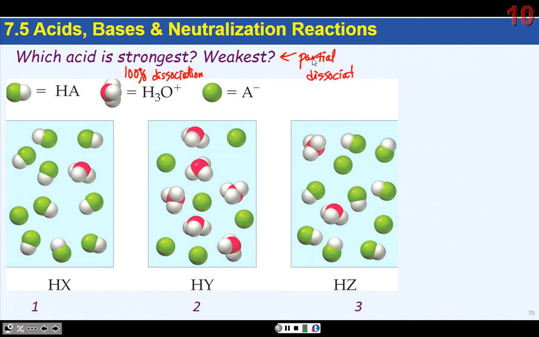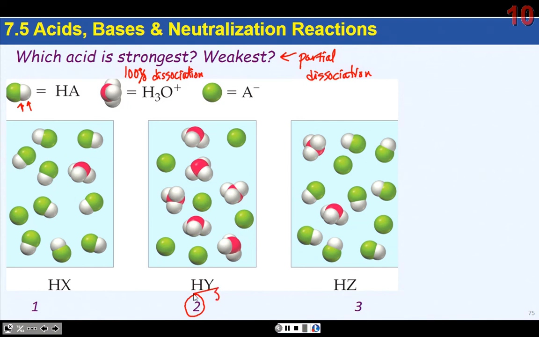Partial dissociation when you put them in water. Which diagram represents which type of acid? So the strong acid has to be the one that's 100% dissociated. So the H and A, the hydrogen and anion, have to be completely separated. Well, only one of these diagrams should have that where the anions are completely separated, and that would be diagram number 2, where we have all hydronium ions and anions.